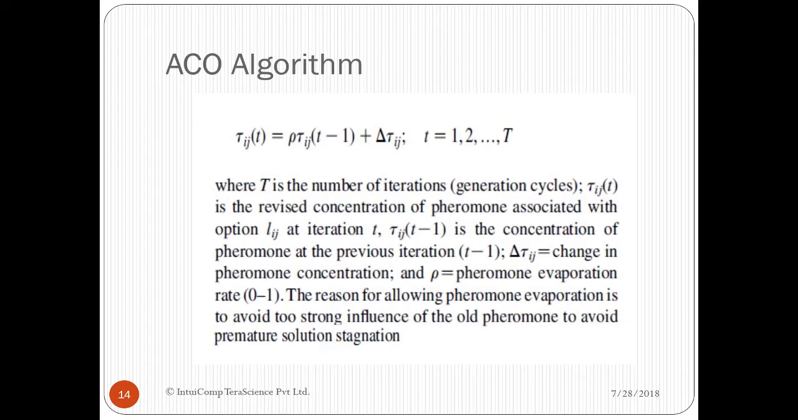Tau ij(t minus 1) is the concentration of pheromone at the previous iteration t minus 1, and delta tau ij is the change in pheromone concentration, and rho is the pheromone evaporation rate, that is 0 till 1. The reason for allowing pheromone evaporation is to avoid too strong an influence of the old pheromone, to avoid premature solution stagnation.